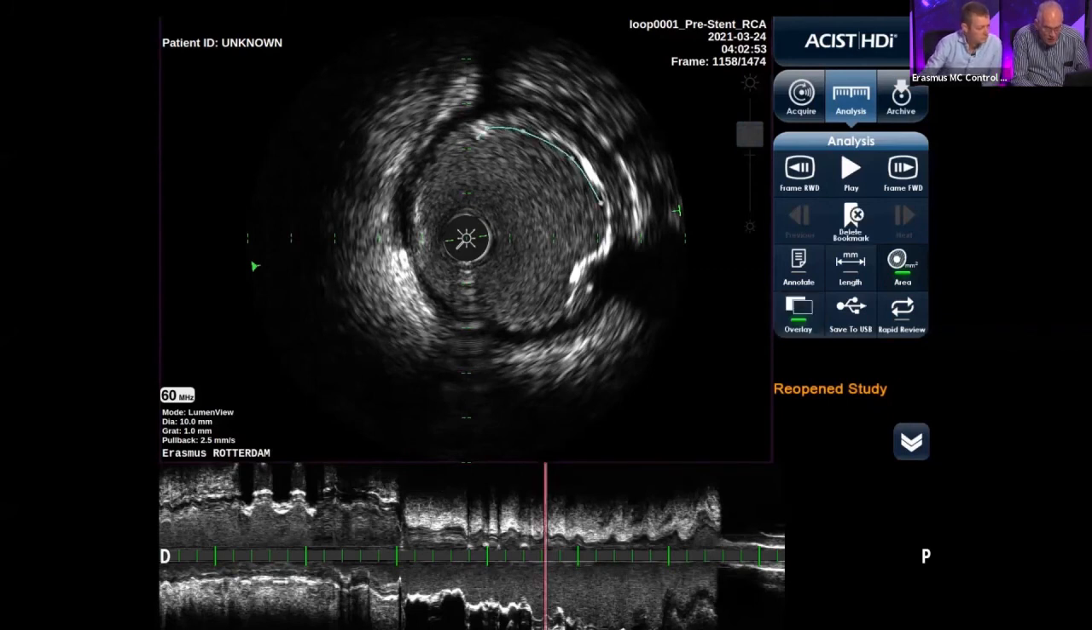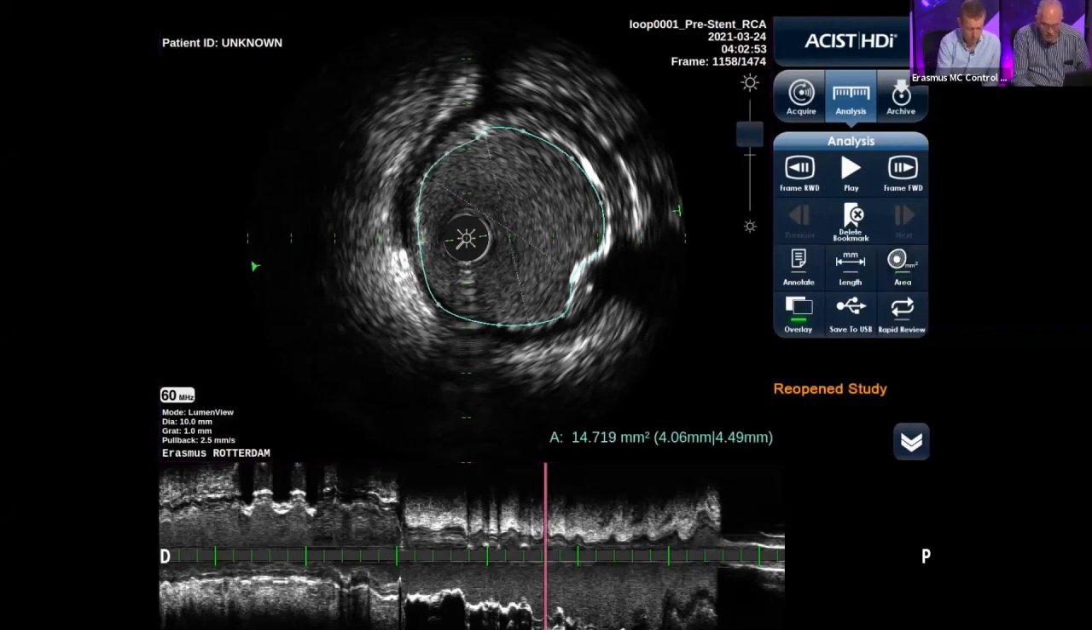Again, guys, if you try this at home, you don't need a mouse. You can follow with your finger. It will follow your finger while drawing. That's a nice thing in there. So again, 4.5 millimeter in diameter by 4.06. So that will be a large one.